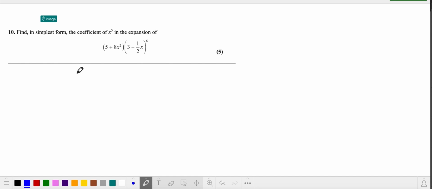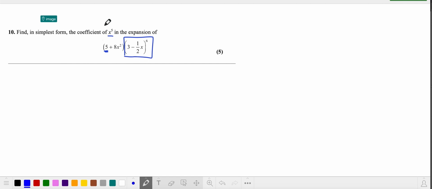This is a binomial expansion question. We've got to find the coefficient of x to the power 5 in this expansion. But what we have to understand is that that comes from a composite of two different terms that then are collected together as like terms, because in this bracket we've got a 5 which is going to be multiplied by everything from this expansion.